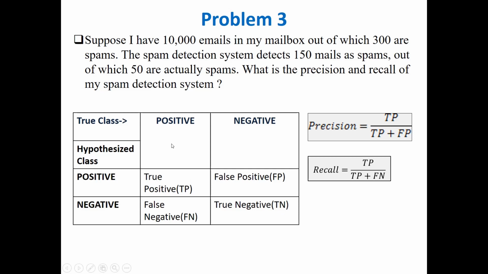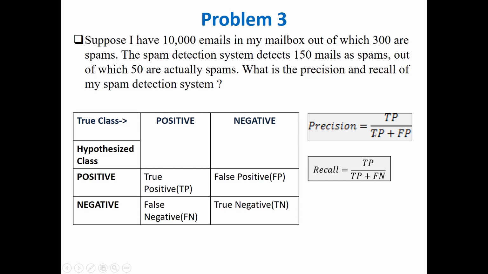Now what is true positive? If actually it is positive and your predicted class detects it as positive, then the class will be true positive. What is false negative? If the true class, that is the actual class of an output sample, is positive and your detection system detects it as negative, then it will come under false negative. And if the actual class of a sample is negative and your detection system is also detecting it as negative, then it will come under true negative class.